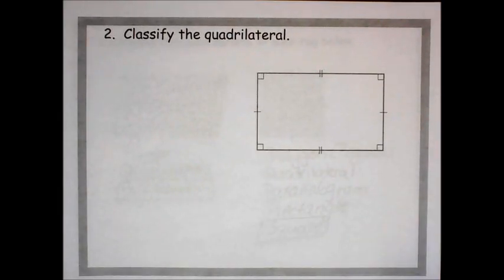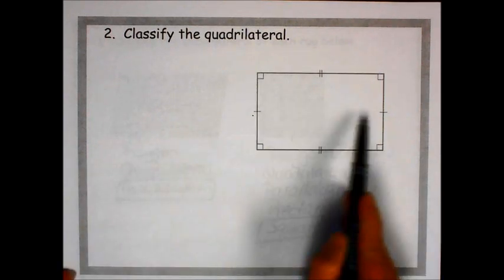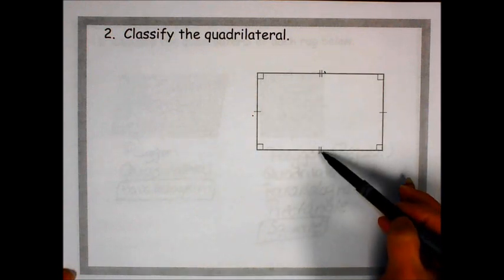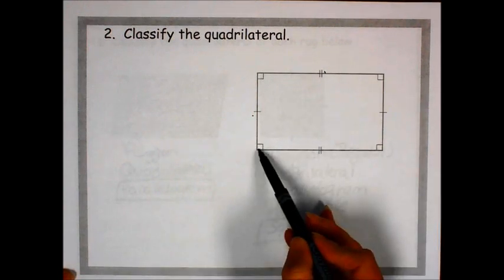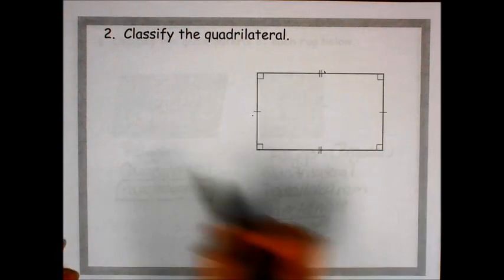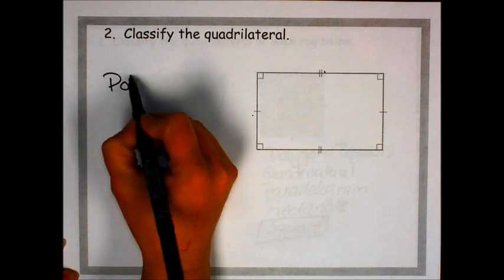So I'd like for you to sketch number 2. And on number 2, notice that the left and right sides are parallel and equal. The top and the bottom are parallel and equal. And I have 4 right angles. So let's start by naming it. I can call this figure a polygon.